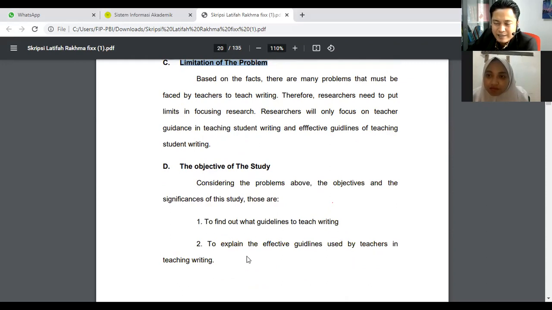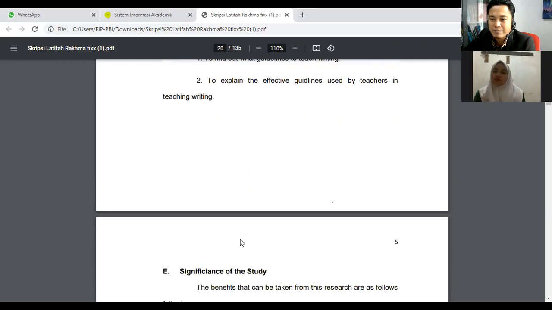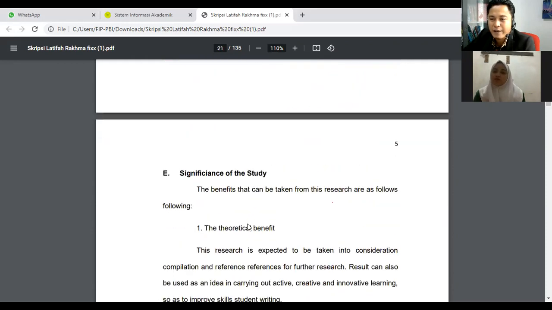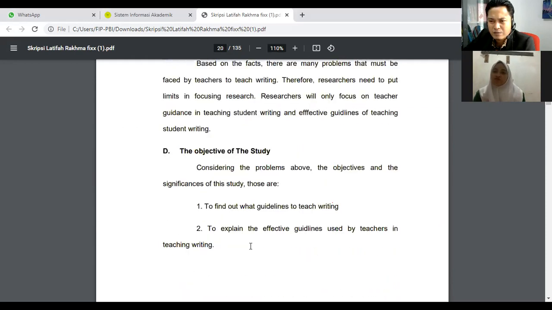Can you see the opposite kind of statement here? If the objective of your study is to find out what guidelines are used by the teacher, it means the teacher really used the teacher's guide, but they're not using it effectively. Okay, so you're going to revise this one. Significant also you have to... wait a second.